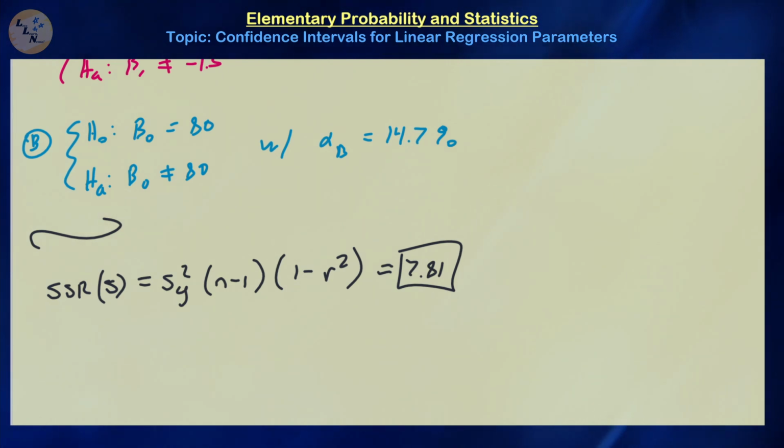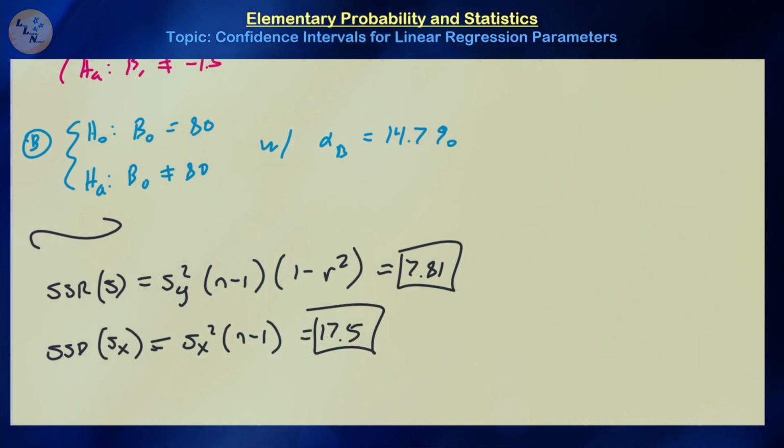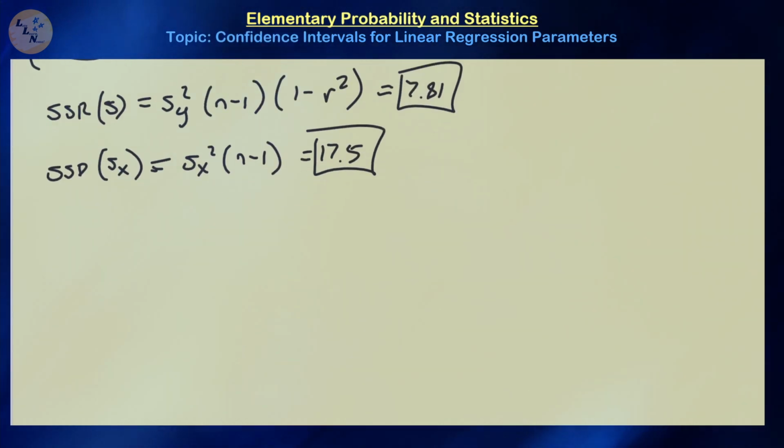The next thing that we need to calculate is the sum of squared differences for our x values. So that's going to be equal to the variance of x times m minus 1. So that's going to be equal to 17.5. Once we have these elements, then we are ready to calculate our critical values.